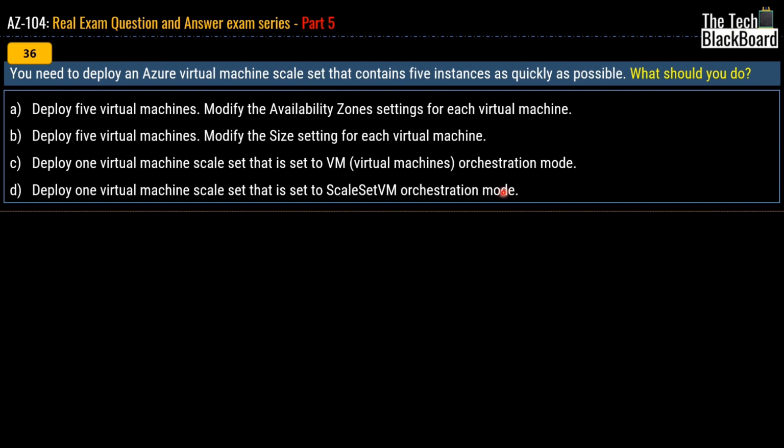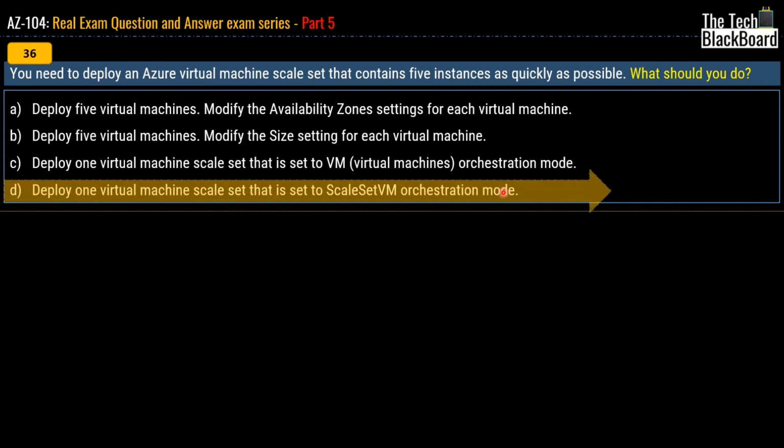The correct answer for this question is option D. Now let's understand why I chose option D as the correct answer. If you look at the question, it says that you have to deploy 5 virtual machines as quickly as possible. Whenever you have to do it as quickly as possible, the best option is to let Azure do it, because letting Azure create virtual machines is much faster than doing it manually. The best option for Azure to do this is either an ARM template, which of course is not a choice here, or a virtual machine scale set.